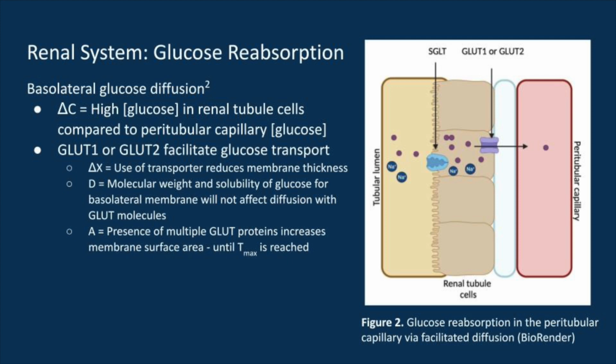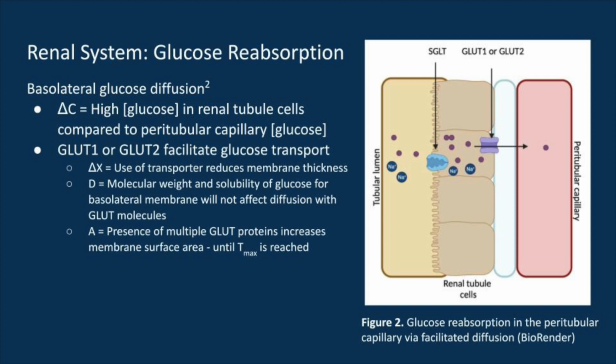The intracellular concentration of glucose is so high that glucose quickly moves across the basolateral surface via facilitated diffusion with either the GLUT1 or GLUT2 transporter and makes its way into the peritubular capillary. Applying the Fick's law of diffusion, we can first look at delta C, where there is a high glucose concentration in renal tubule cells compared to the peritubular capillary glucose concentration.